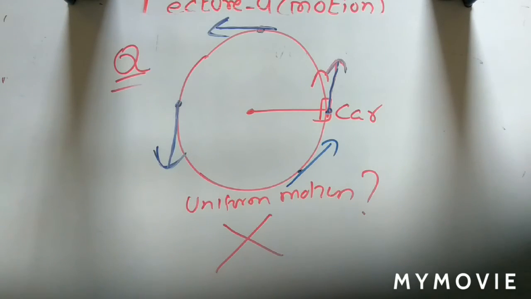Though it is moving at constant speed on the circular track, every time the direction of the velocity is changing. You see, it is moving on which path? Circular track. At this point, what is the direction of the velocity? Along this direction.